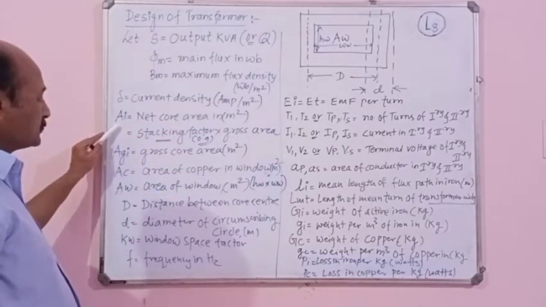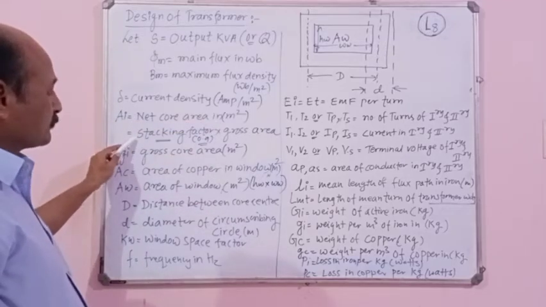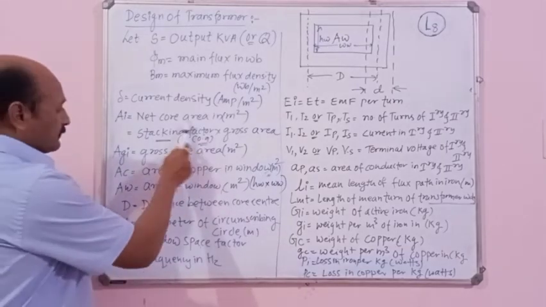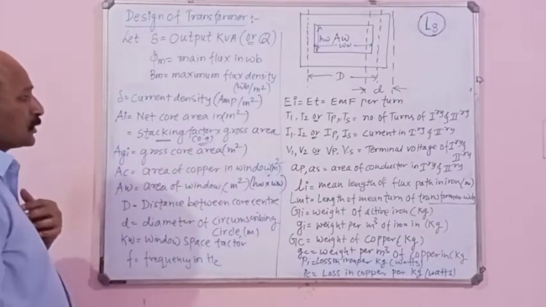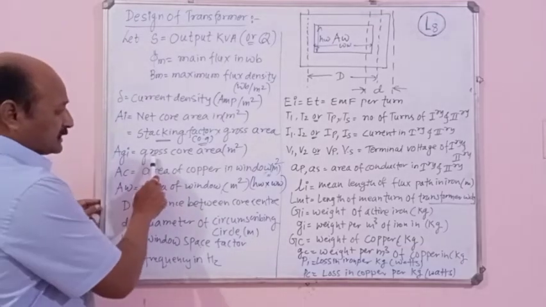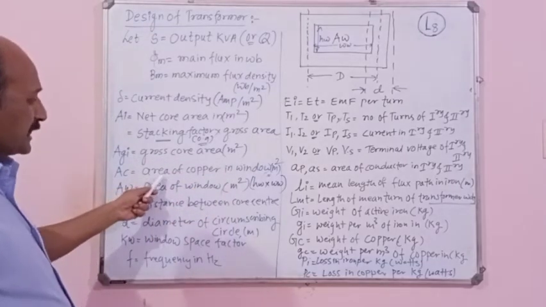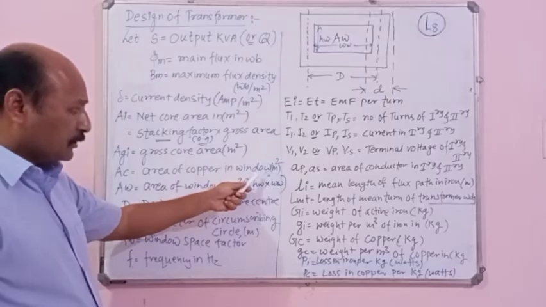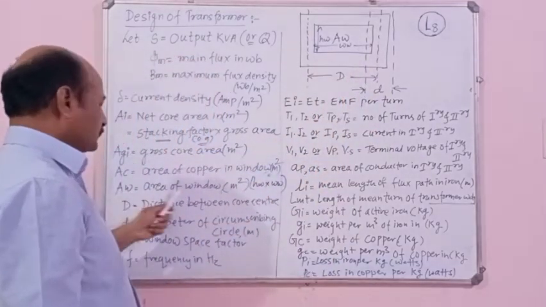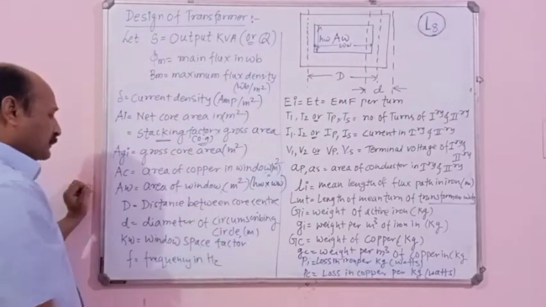Then Ai equals the net core area in meter square, which equals stacking factor multiplied by gross area. Stacking factor is nothing but the effective area of the core, which is responsible to produce the EMF. So Agi is the gross core area in meter square. Ac equals the area of copper in the window. So this one is the window in meter square. The area of window is given by height of window multiplied by width of window in meter square.